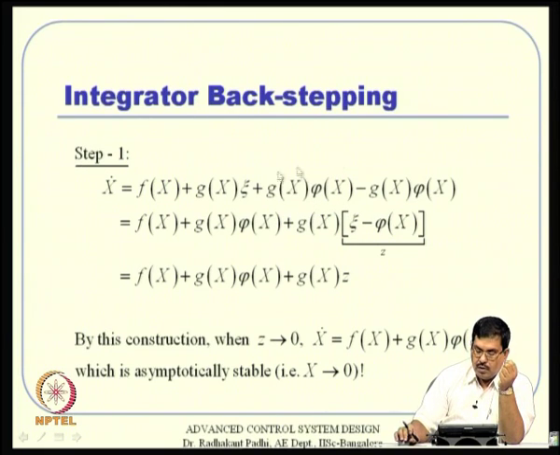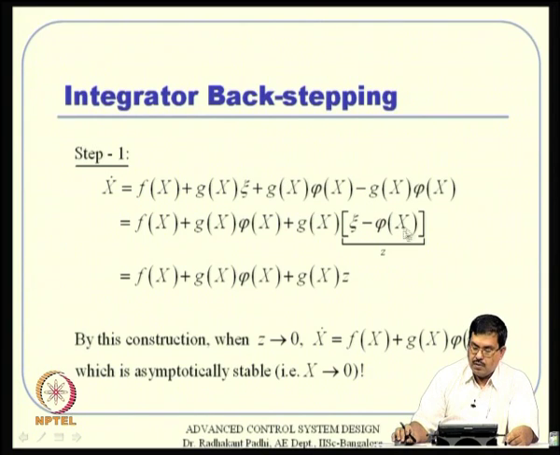So we keep this part of it here, and then this part and that part will combine. So g of x times phi of x plus g of x times xi minus phi of x. Obviously we are not changing anything here in the system dynamics, we are just playing around with a little algebra without altering the system dynamics. Now this xi minus phi of x, let me define as a new variable z, just for math simplicity. Once I do this definition of z, the system dynamics is nothing but f of x plus g of x times phi of x plus g of x times z.